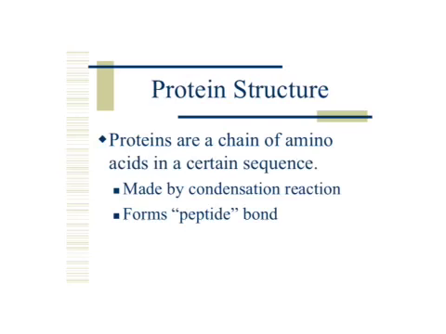Now, like I said before, proteins are a chain of amino acids in a certain particular sequence. They are joined together. Each amino acid will be joined together by a condensation reaction, which we talked about before, which is where water comes out. Water is formed in the process. The bond that's formed between amino acids is called a peptide bond.